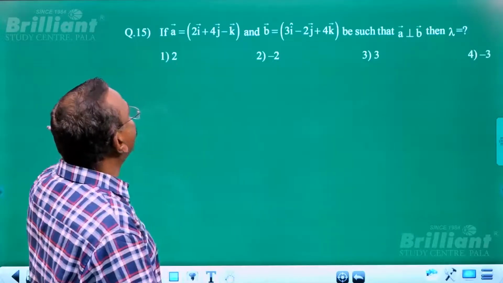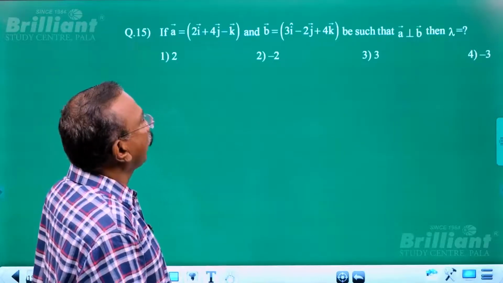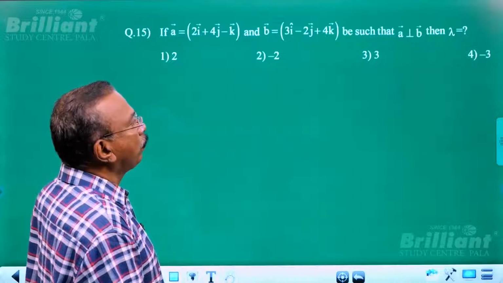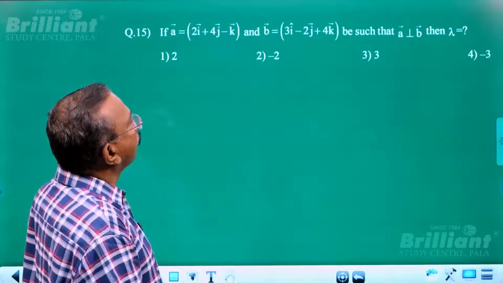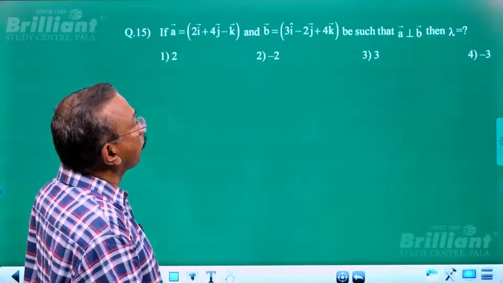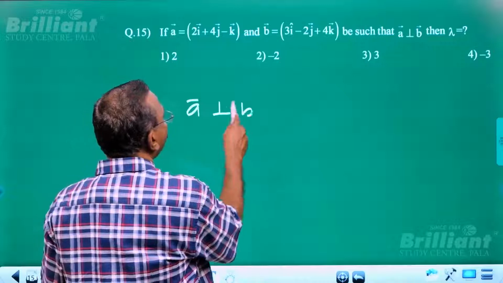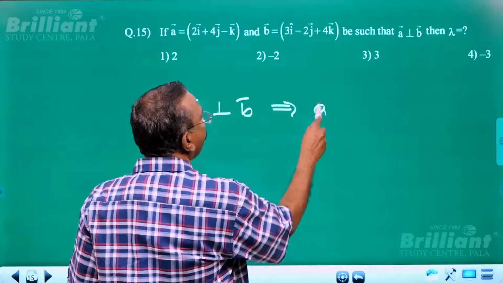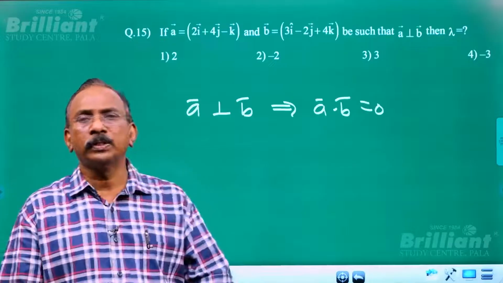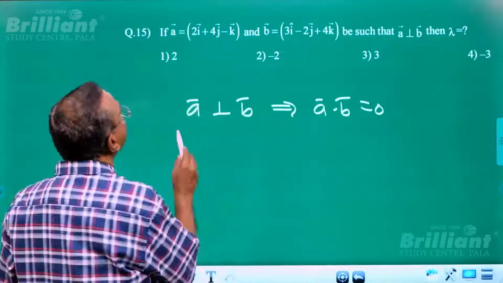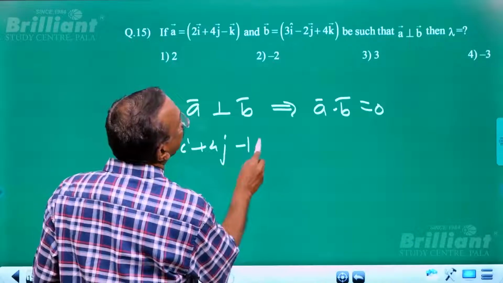Now question number 15. If a bar is equal to 2i plus 4j minus k and b bar is equal to 3i minus 2j plus lambda k are such that a bar is perpendicular to b bar, then what is lambda? You know, when a bar is perpendicular to b bar, this gives a bar dot b bar equal to 0. If two vectors are perpendicular, then the dot product is equal to 0. So here it is 2i plus 4j minus k.